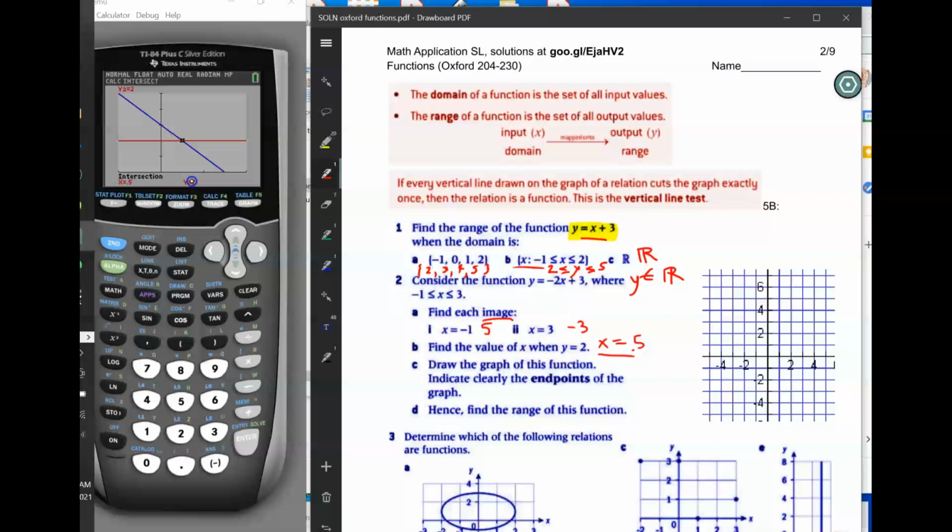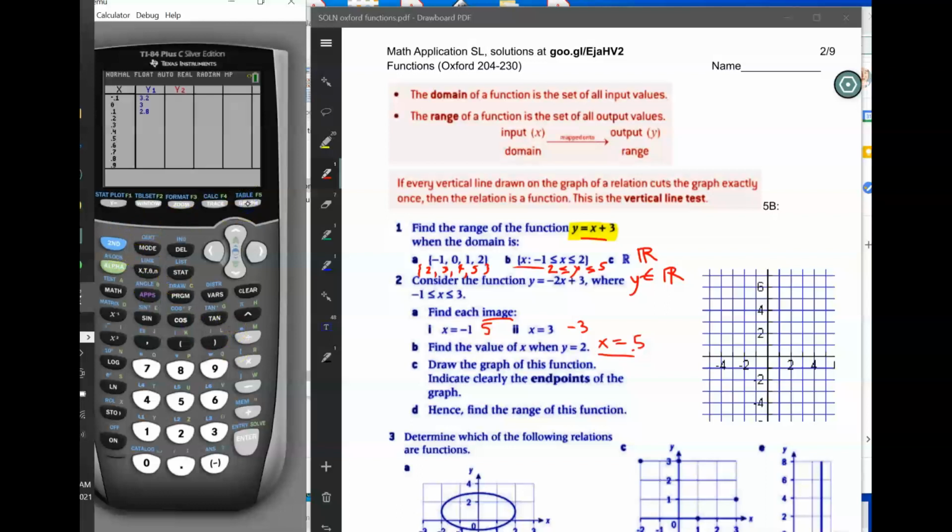Draw the graph of this function. Okay, so whenever you draw the graph of something, it's always better to work from the table than to work from the graph, because the graph, it's kind of hard to see what's going on in the graph sometimes. So I'm just going to go to the table, and once I go to the table, okay, second table, okay, I'm going to grab some points which I can use to graph on the grid, okay?